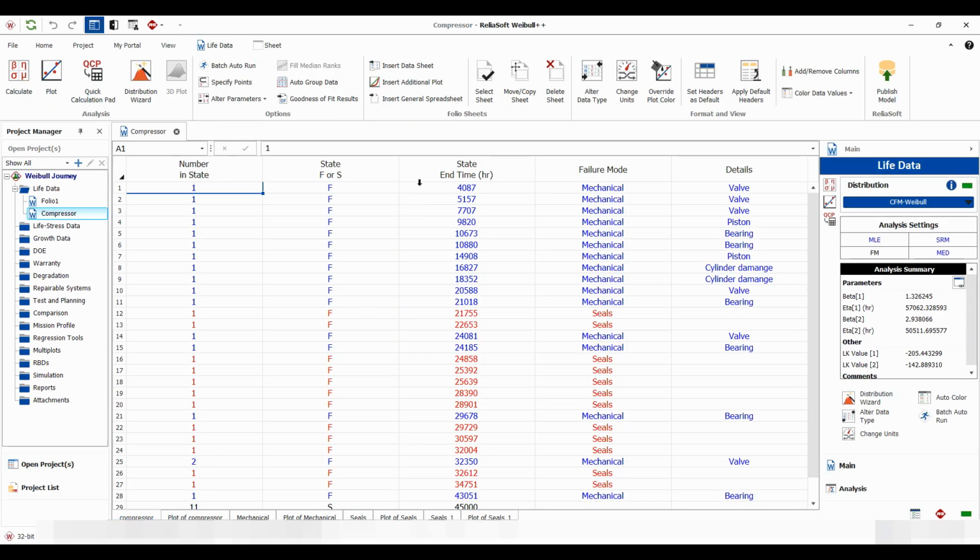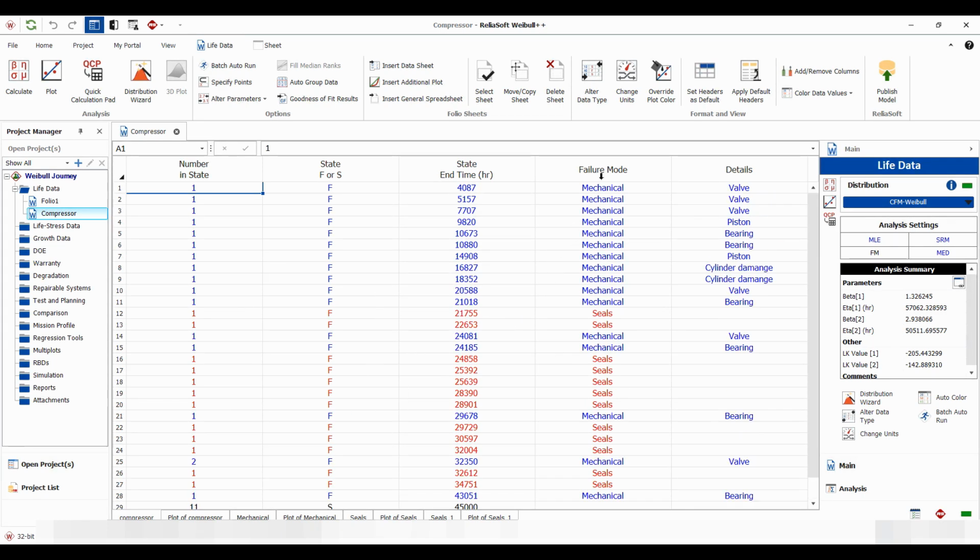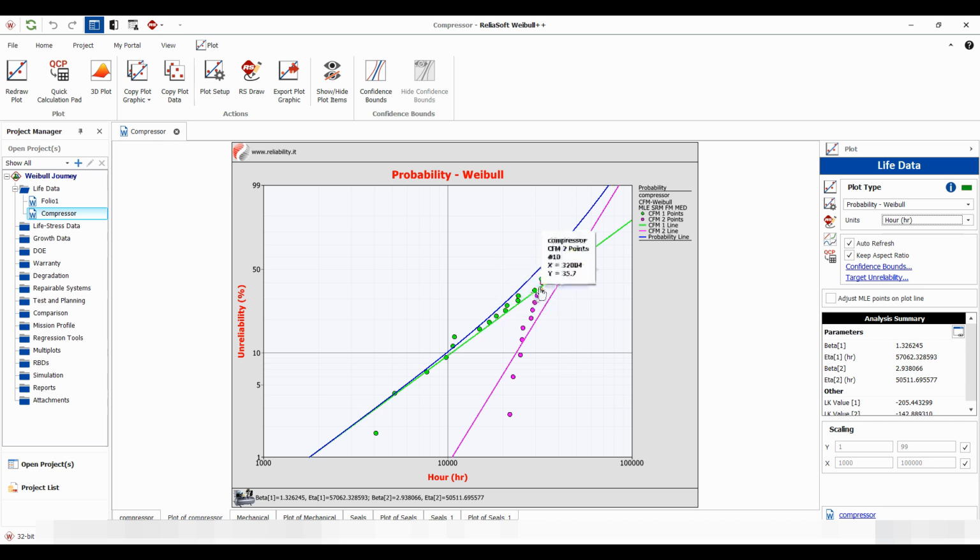The third model we're going to look at is looking at a very different data set. In this case, we have a data set that comprises both failures and suspensions, but it also comprises different failure modes. So we collected information about how the product failed, and we want to make good use of that information. So what we're using here is a competing failure mode, or CFM, model that enables us to analyze both the mechanical failures and the seal failures. And the result is the 2 data sets, the mechanical and the seal, but also the resulting model.